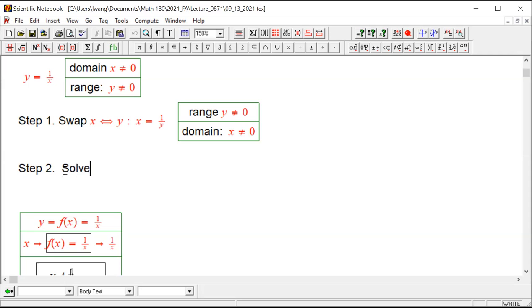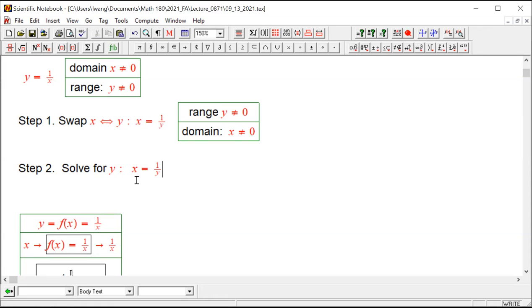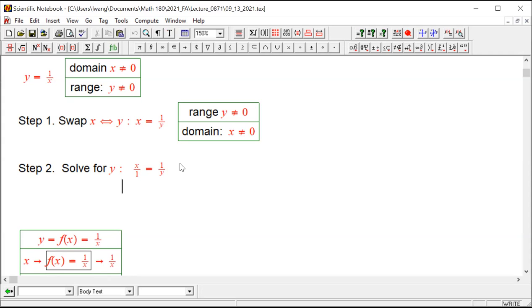Step 2, we're going to solve for y. When we are solving for y, from here, we're going to isolate y. So what we do is we treat x as x over 1. Can we do that? Same thing. And solving for y, we just flip on both sides, and we get 1 over x, and the other side is y. So y equals 1 over x.